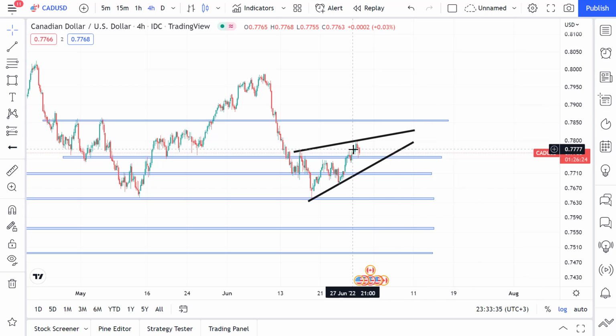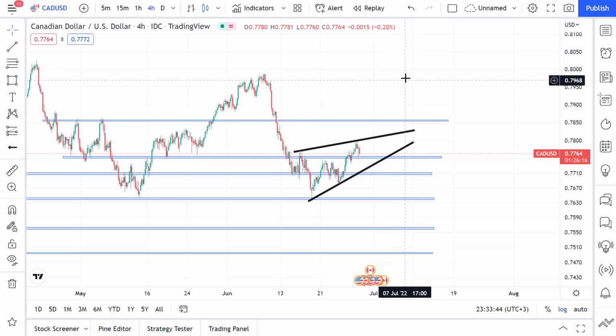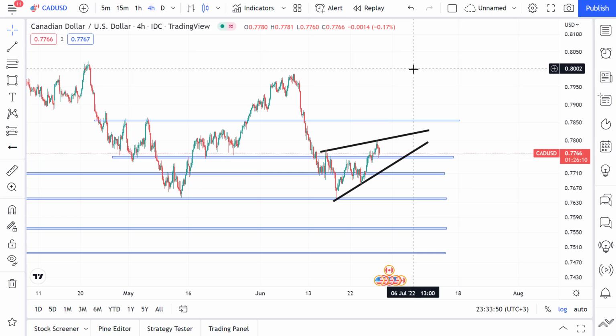If not, so we have the breakout from top side, we can have a pullback, then we can see 0.78 and its previous resistance 0.79 and 80 is the next target. Nothing more about Canadian dollar.